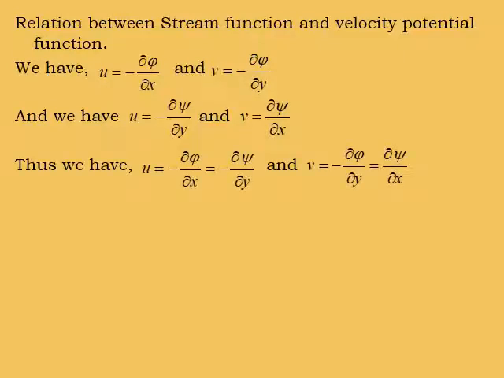Thus we have u is equal to dou phi by dou x, so that is equal to minus dou psi by dou y. Similarly for v, which is equal to minus dou phi by dou y, that is equal to dou psi by dou x. Hence dou phi by dou x is equal to minus dou psi by dou y. So that is the relation between the stream function as well as the velocity potential function. And one more expression: dou phi by dou y is equal to minus dou psi by dou x.